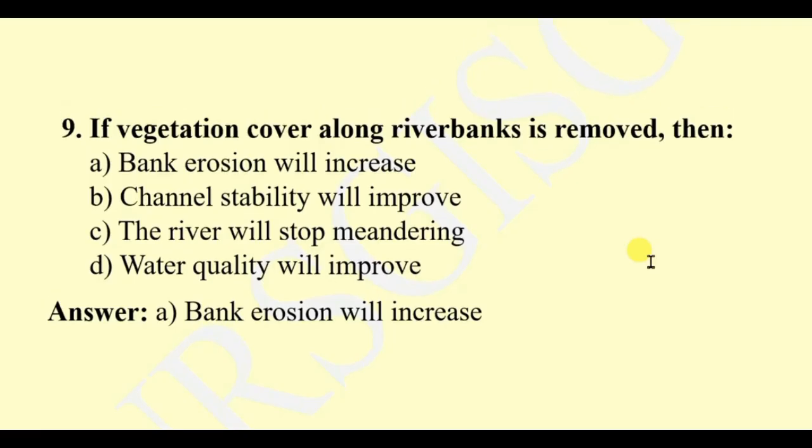Question 9. If vegetation cover along river banks is removed, then bank erosion will increase, channel stability will improve, the river will stop meandering, or water quality will improve. The right answer is that bank erosion will increase. But it does not depend only on the river bank vegetation; there are so many features. The bank height is one of the more important features of river bank erosion.